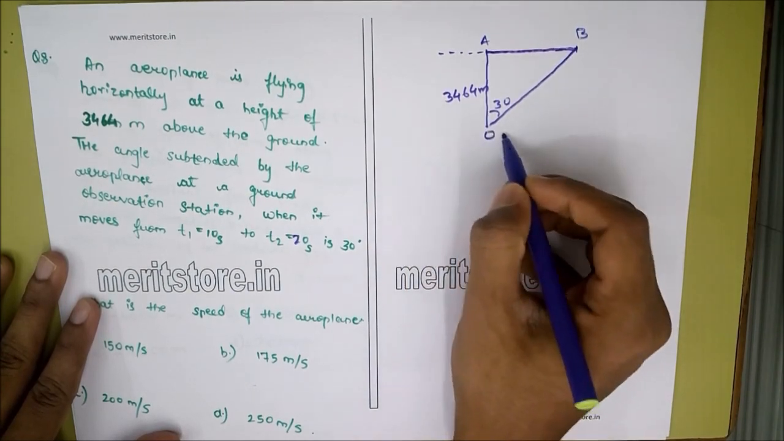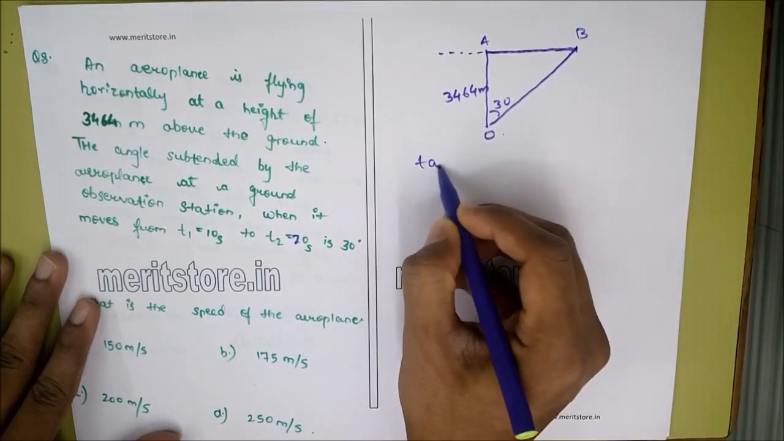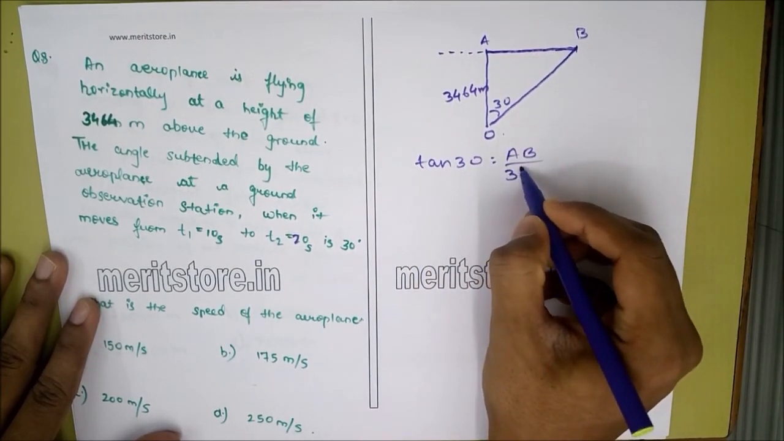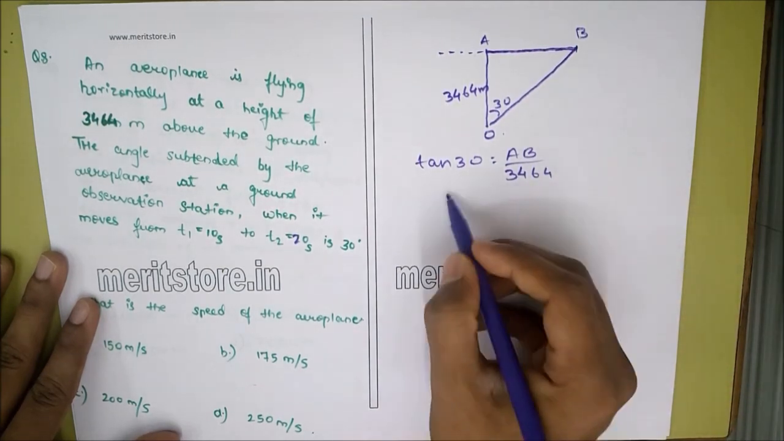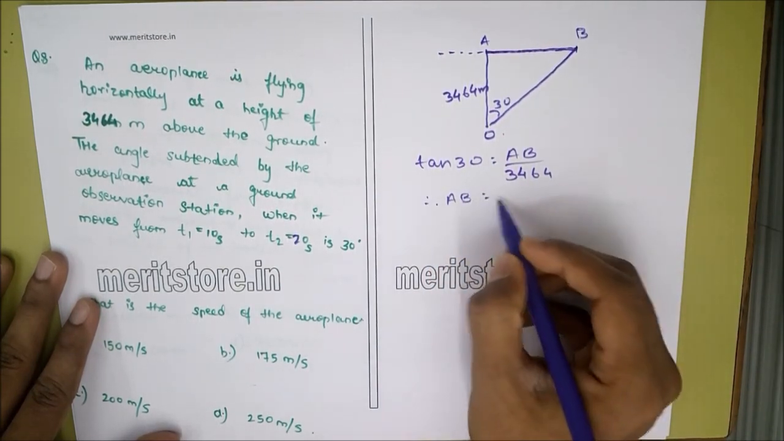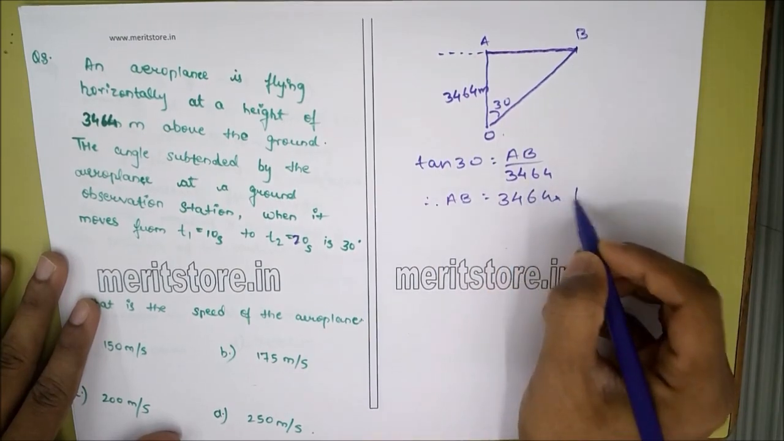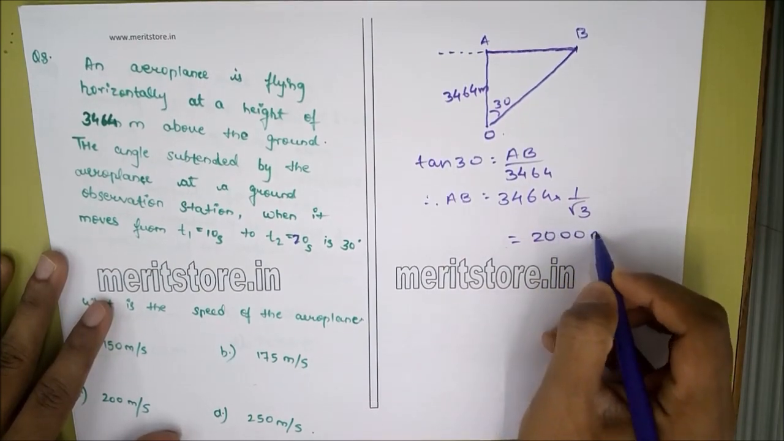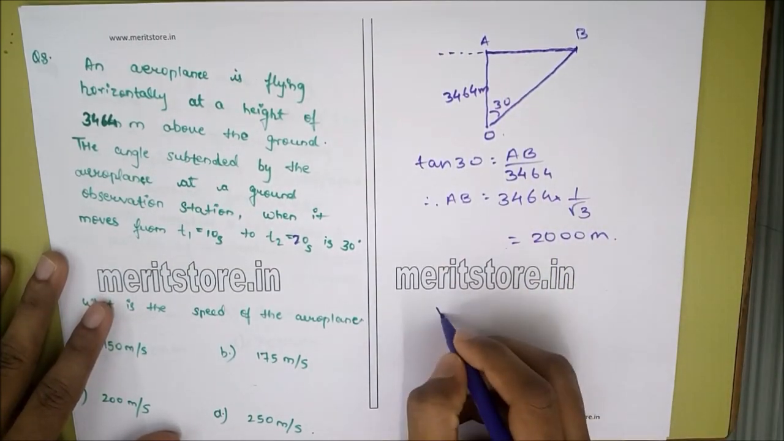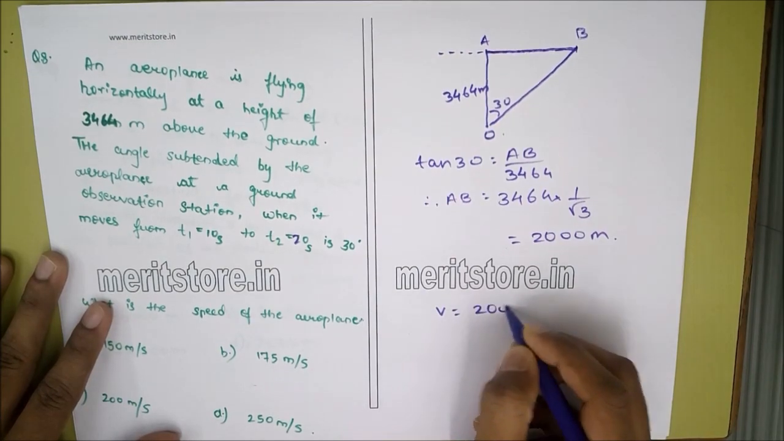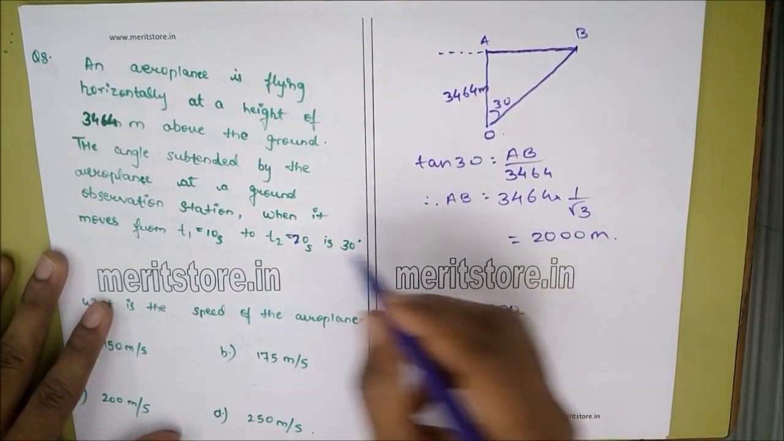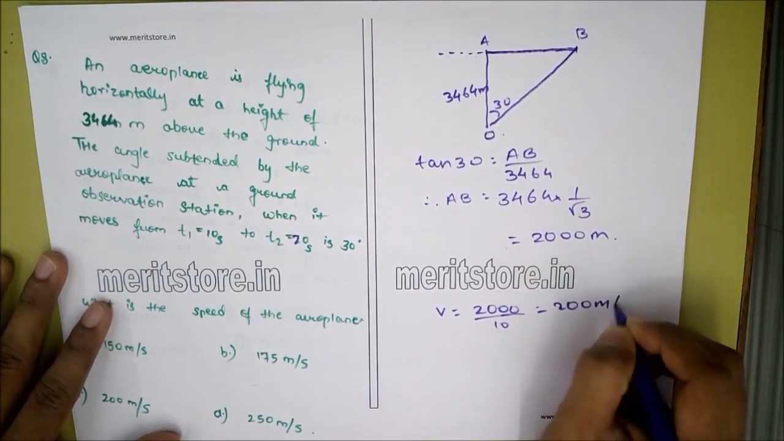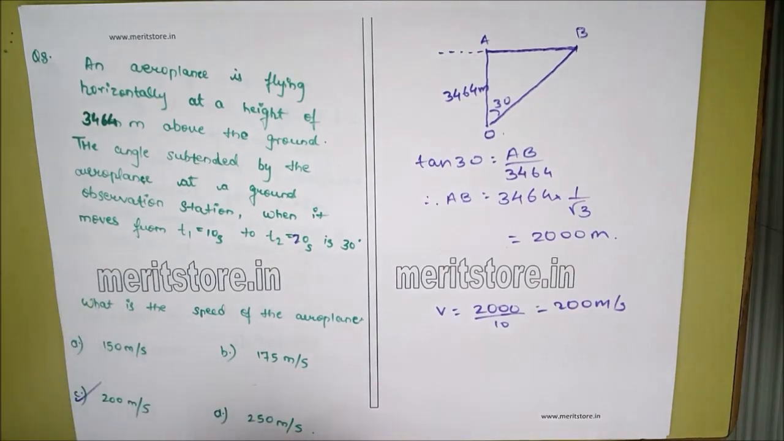So in this triangle AOB, tan 30 is equal to AB upon 3,464. So AB is equal to 3,464 into 1 by root 3, which is equal to 2,000 meters. So the speed of the plane V is given by distance upon time, that is 20 seconds minus 10 seconds, which is 10 seconds, and hence that is 200 meters per second. Hence option C is the correct answer.